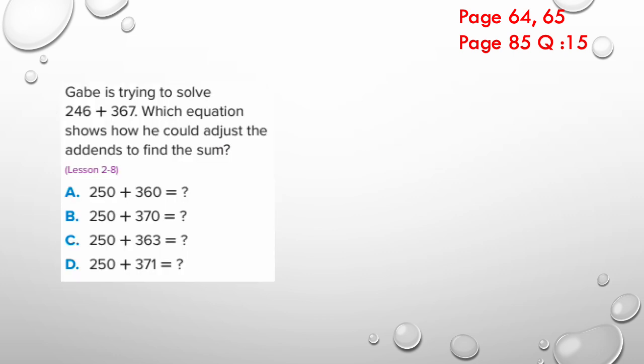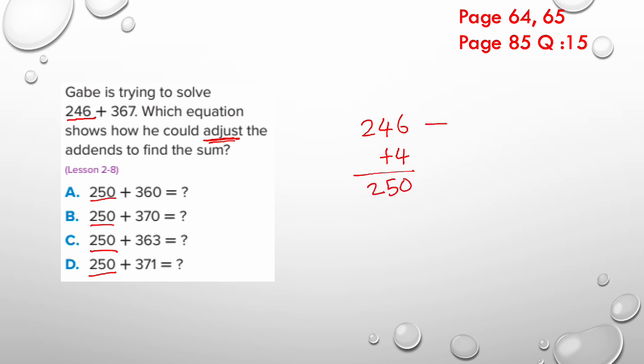You can see one question like this in the mock exam. The question is this one. Gabe is trying to solve 246 plus 367. Which equation shows how he could adjust the addends? Adjust, this is the important word, the addends to find the sum. You can see the first number is 246, and in the options it is 250, 250, 250. Every option has 250. So 246 is adjusted. 246 became 250. How? They added plus 4. So 246 plus 4 is equal to 250.